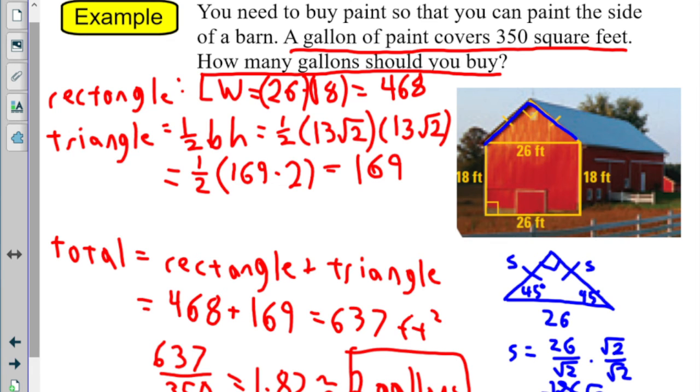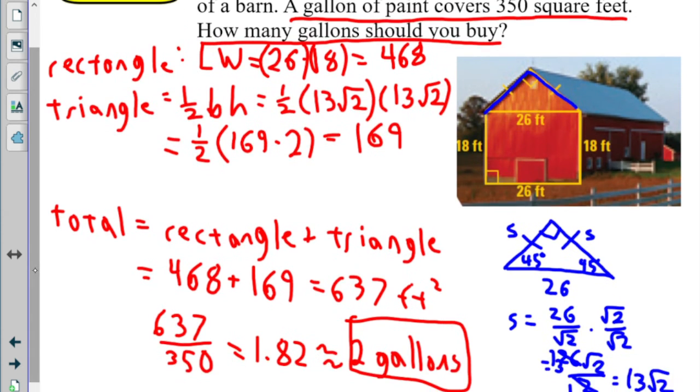So let's divide to figure out how many gallons we need to cover it. That's 1.82. So in order to have enough, we should probably buy 2 gallons. Because if we only buy 1 gallon, we're going to run out. So 2 gallons is our final answer here. Questions on that problem?